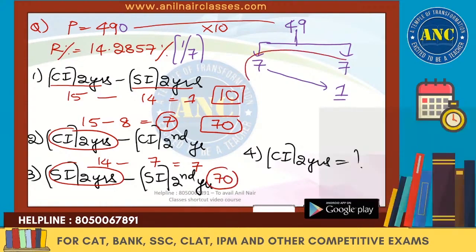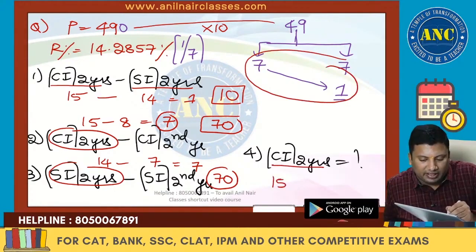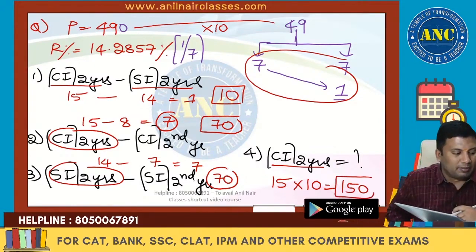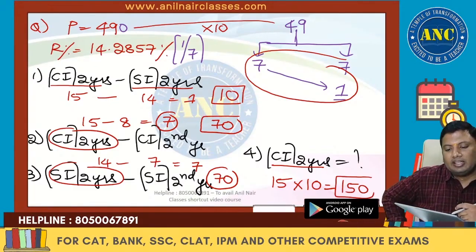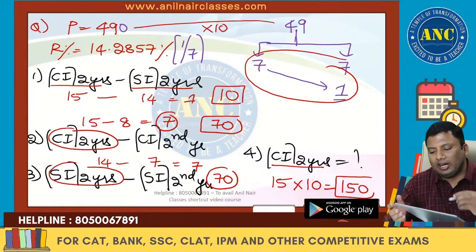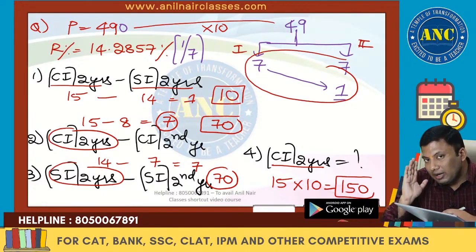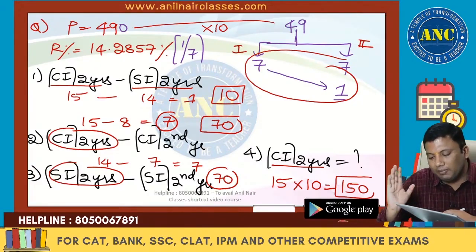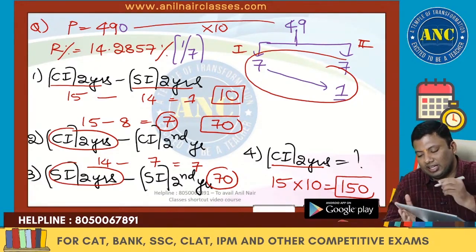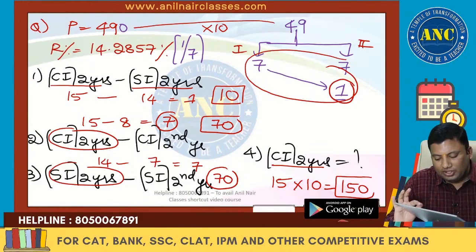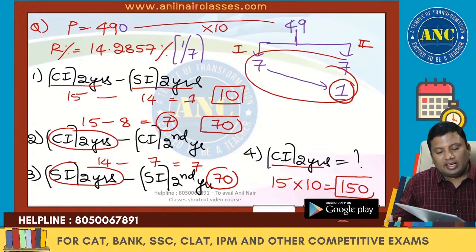CI for 2 years, it is total 15. 49 tens are 490. 15 tens are nothing but 150. I hope the idea is clear. So once you understand how to write, this is the first year, this is the second year. In SI, interest remains the same for every year. In case of CI, it is nothing but SI plus interest on interest. I hope the idea is clear.